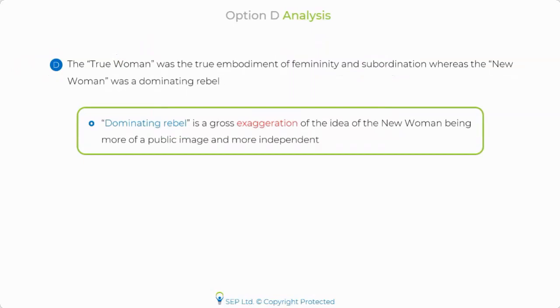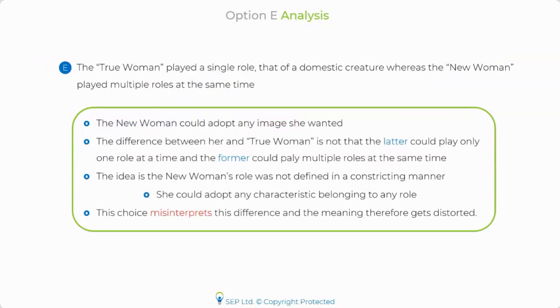The true woman was the true embodiment of femininity. Can I say she was the true embodiment? Does it mean to say that the new woman was not feminine? Okay. Whereas the new woman was a dominating rebel. No, she was more demanding does not mean she was a rebel. It's an exaggeration, what I would call a hyperbolic choice. All right. 7% of you marked D. Okay, 19% of you marked C. I hope you marked it for the right reasons, guys. E, 57% of you marked this. Let's see where it's gone wrong.